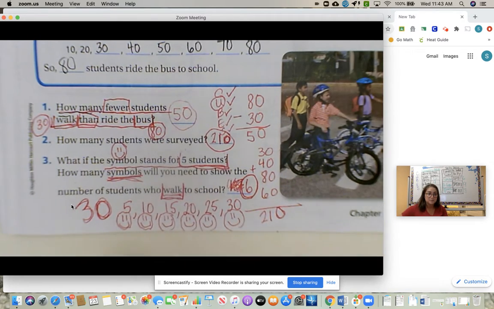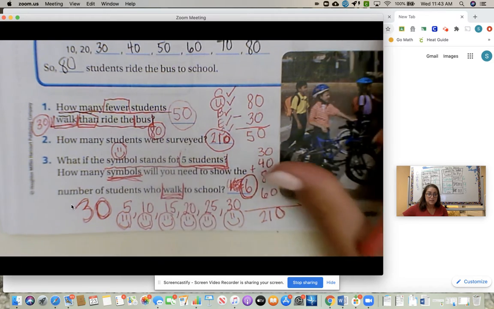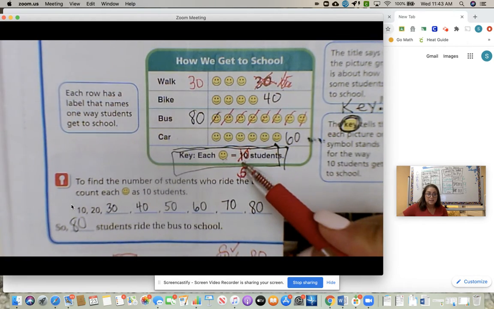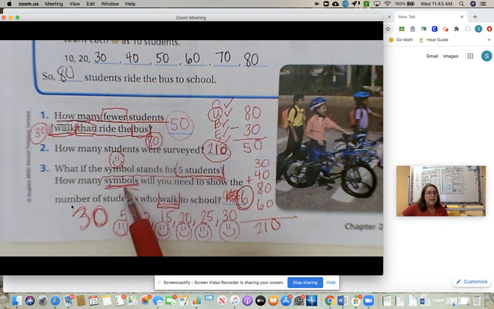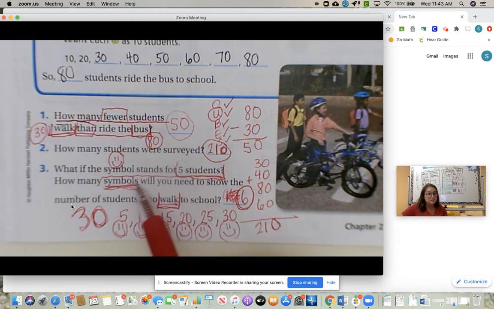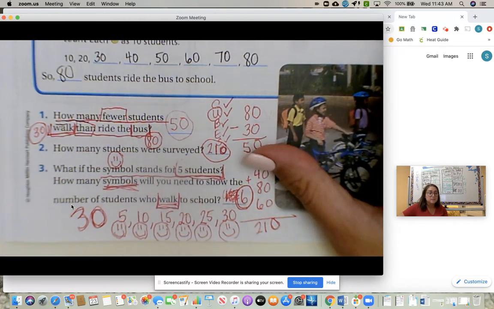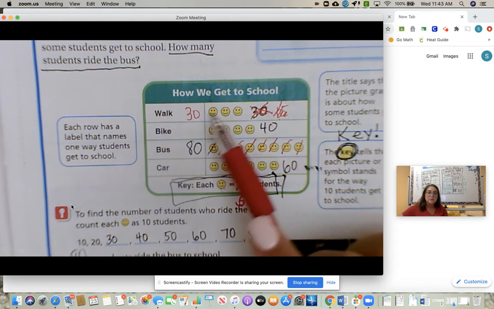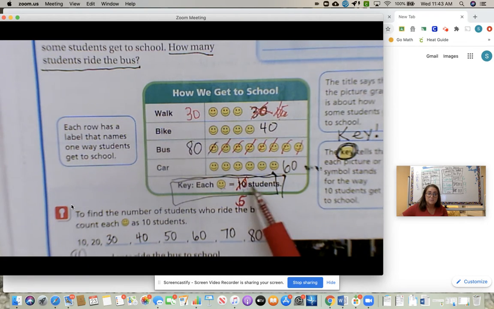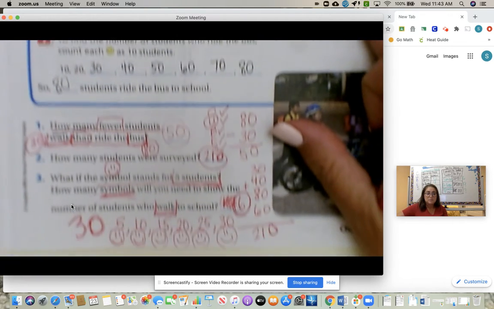Okay, our next question. What if the symbol stands for 5 students? Okay, so we're coming up here. We're pretending. All right, our symbol does not stand for 10 anymore. It stands for 5. How many symbols, so how many smiley faces will you need to show the number of students who walk to school? All right, we know 30 students walk to school because that's what we came up with. 10, 20, 30, right? Well, now that's only when the smiley faces represent 10. We're saying they represent 5 now.